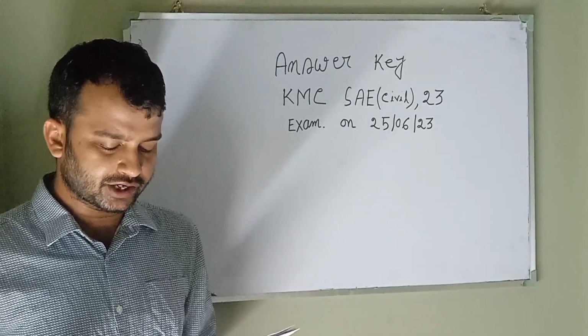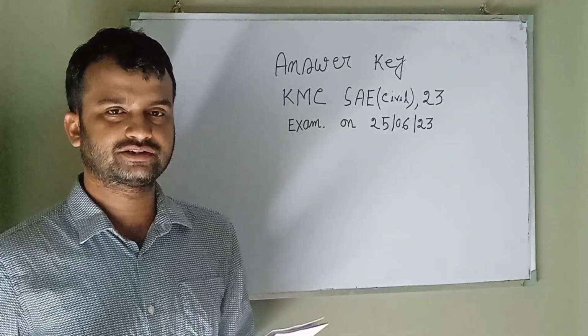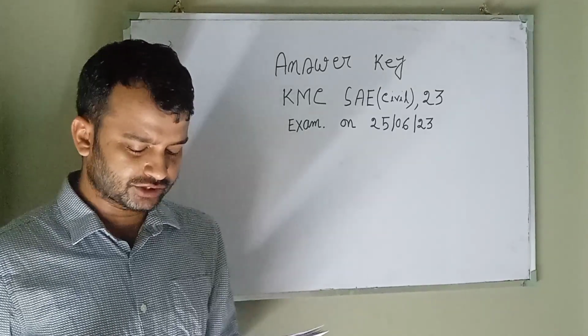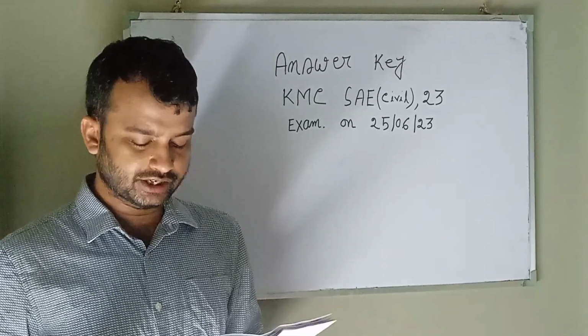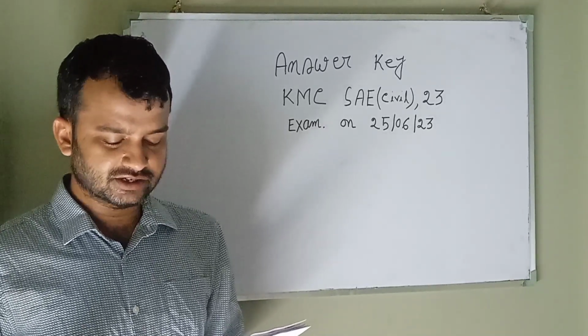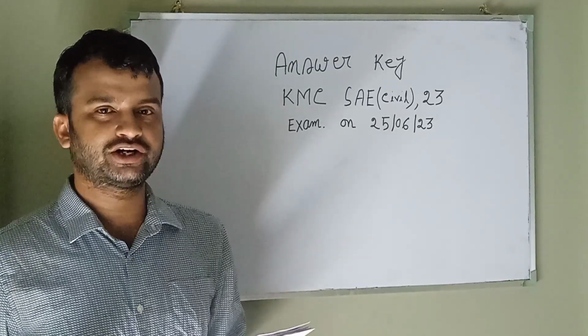Next question number 9. Which of the following soils has more plasticity index? Option A sand, option B silty sand, option C silt, and option D clay. Always remember, clay has more plasticity index. So the correct answer is clay, option D.